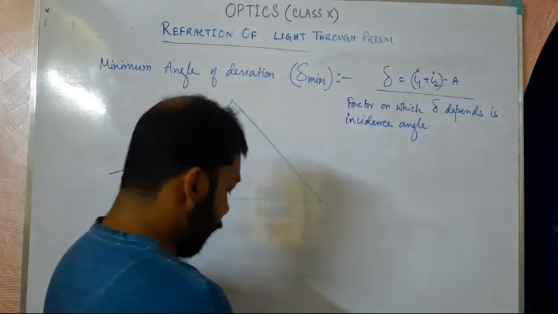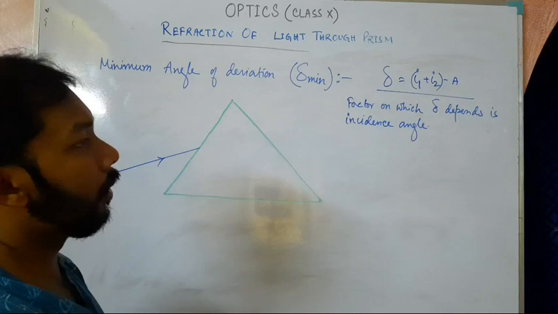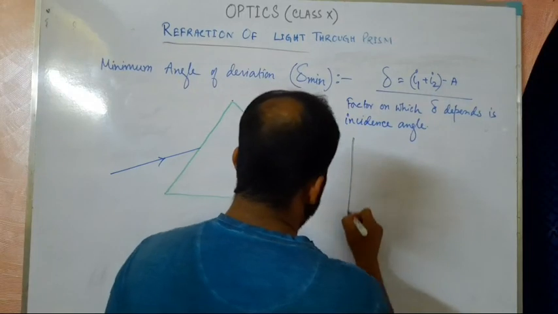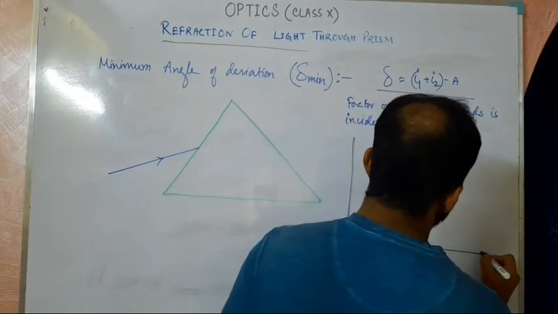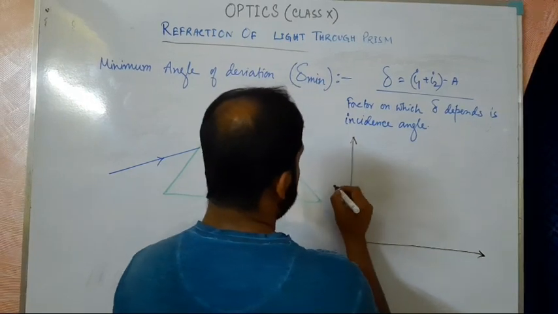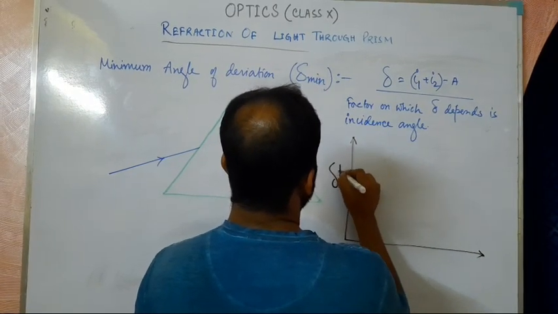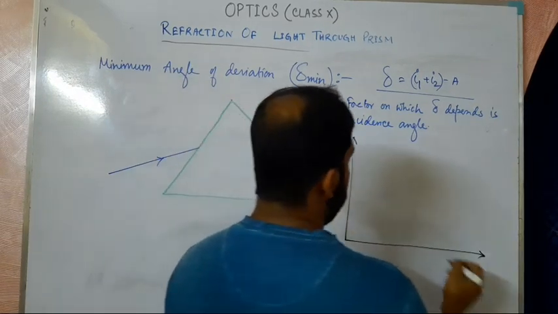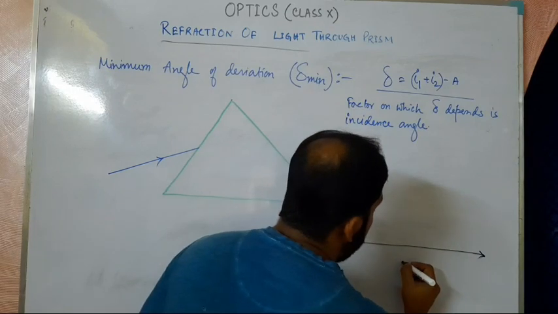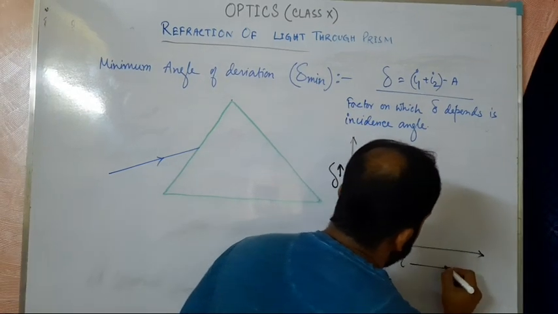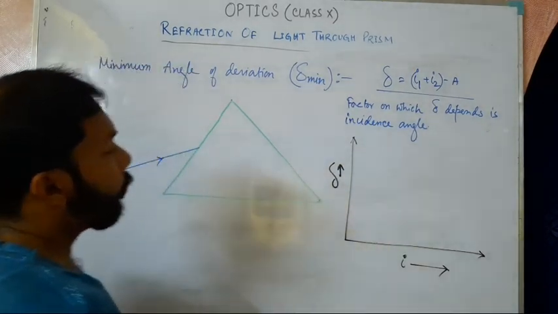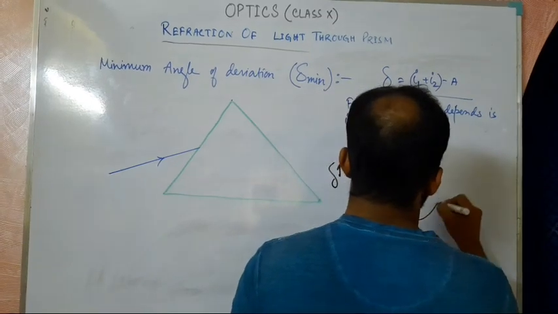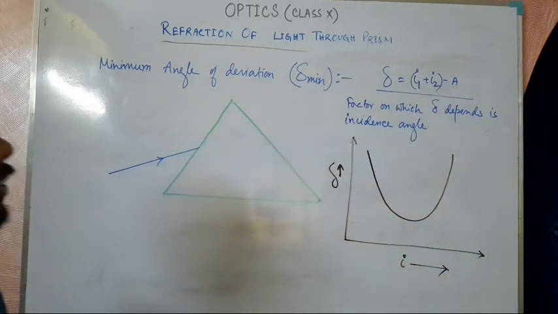So let us draw a graph showing the variation of delta with incidence angle. Here is a graph which represents the variation of delta. The delta is represented by the y-axis and the incidence angle is represented by the x-axis. So if we keep on varying I, we will have such a graph, a symmetrically U-shaped graph.